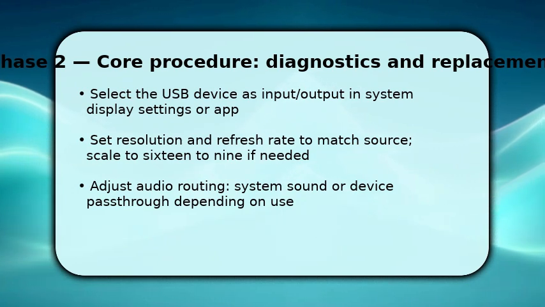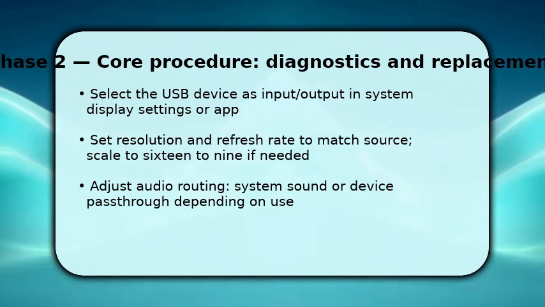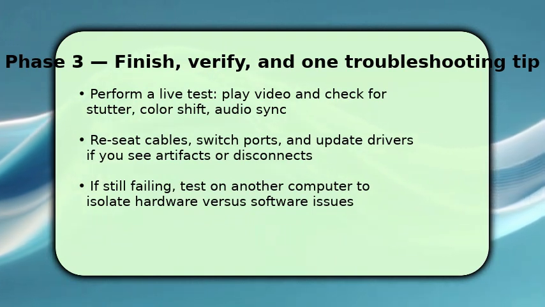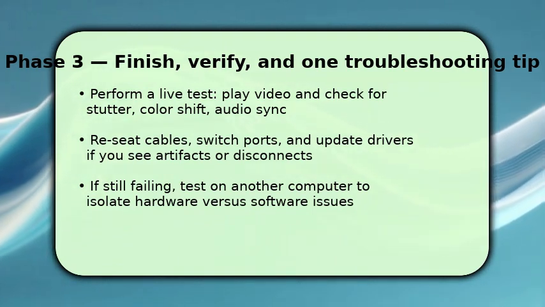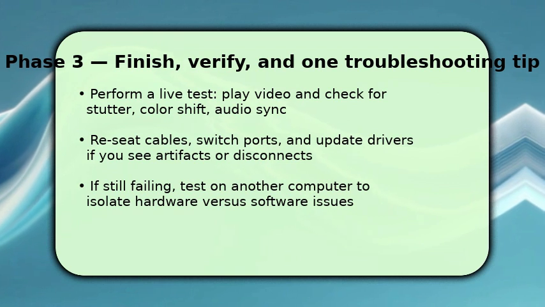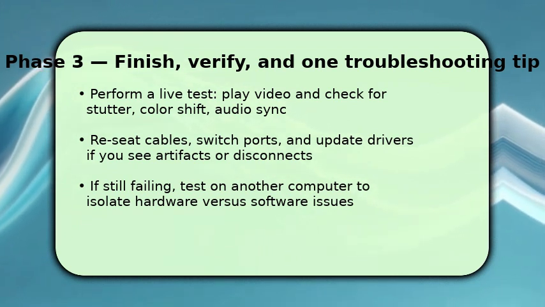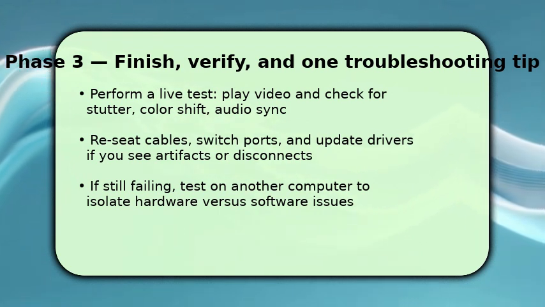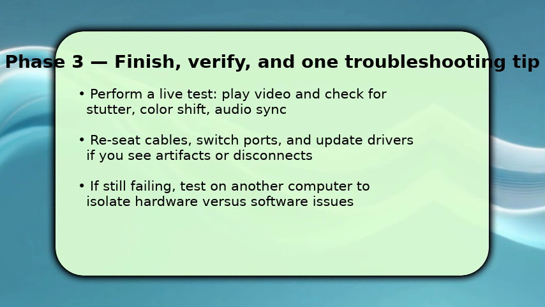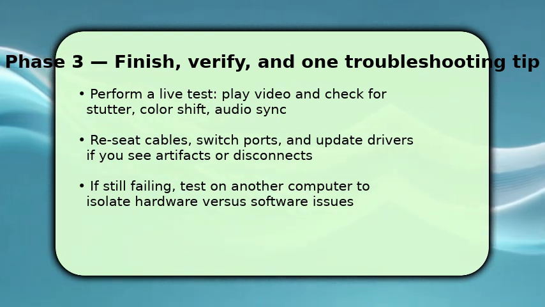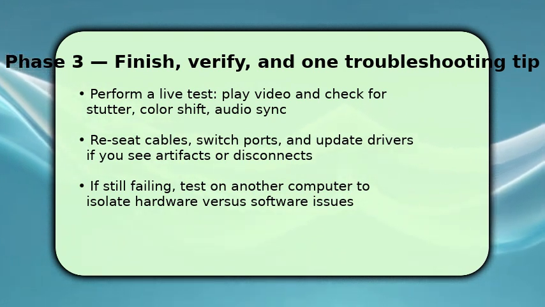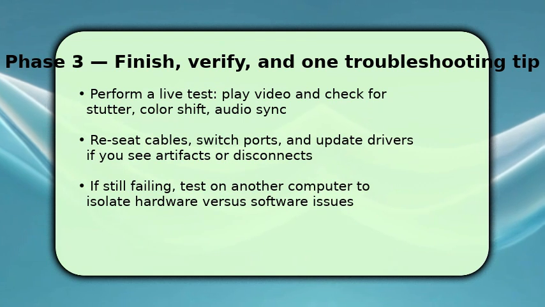You finish by doing a full test. Play motion video and check for stutter, color shifts, and audio sync. Record a short clip to confirm. If issues appear, power cycle both devices, reseat the USB cable, and try a different port. Often the fix is simple. If problems persist, update or roll back drivers, and test the device on another computer to isolate whether the adapter or your system is at fault. One key troubleshooting tip: swapping to a known good USB 3.0 cable.